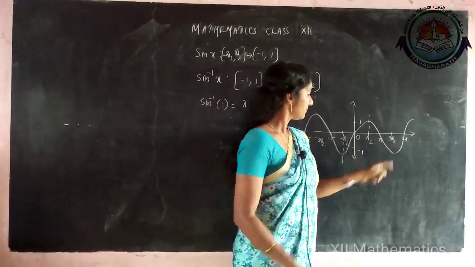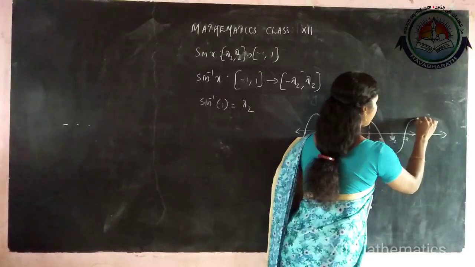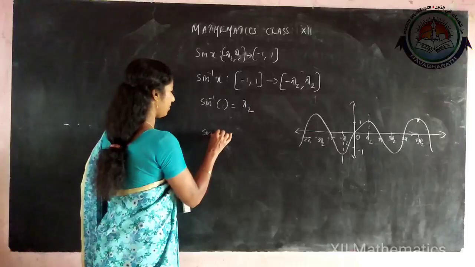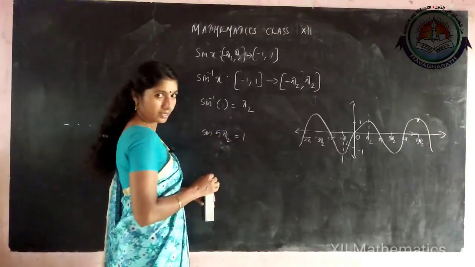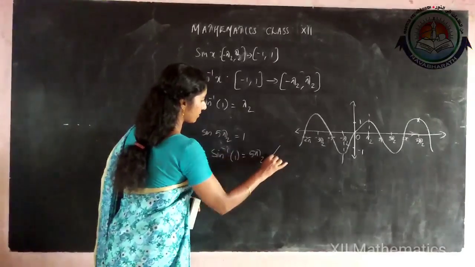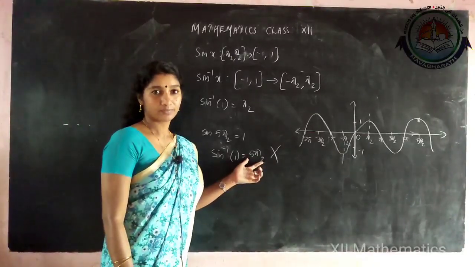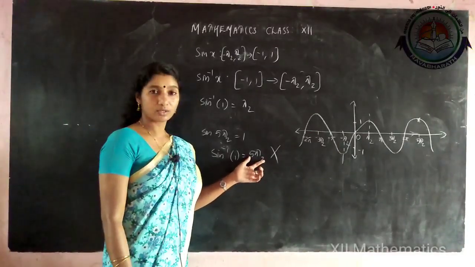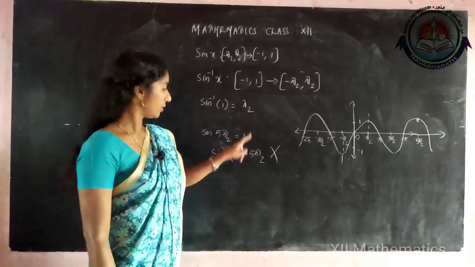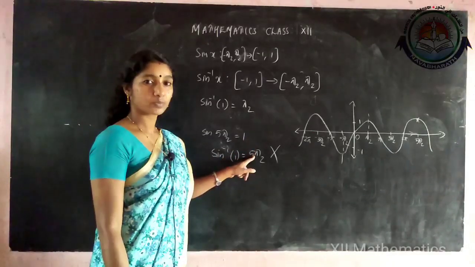And see, if I extend this, this is 5 pi by 2. At 5 pi by 2 also the sine function is 1. So we can write sine of 5 pi by 2 is equal to 1. But don't write sine inverse of 1 is equal to 5 pi by 2. This is wrong, because this is not in the principal value branch. So 5 pi by 2 is not included. Only one value will be there for sine inverse of 1, that is pi by 2 only, not 5 pi by 2, because we restricted it to minus pi by 2 to plus pi by 2. Got it?